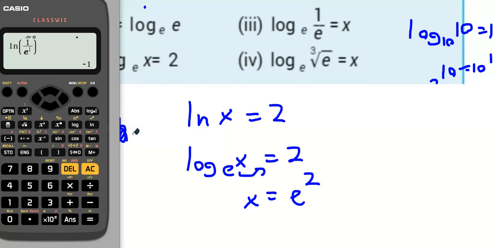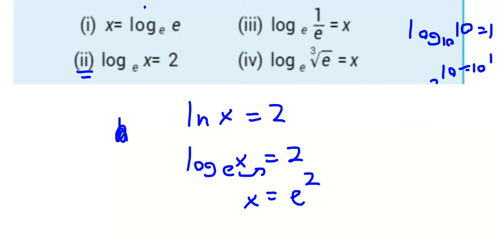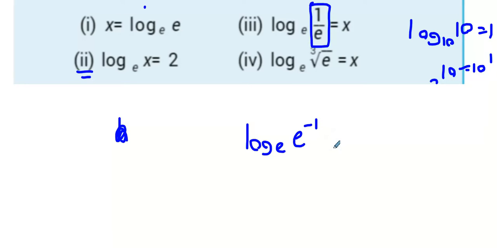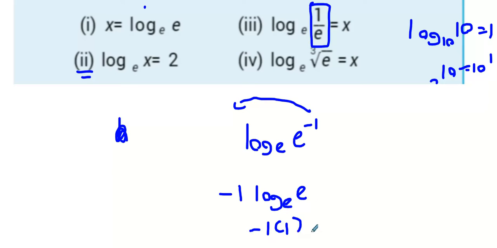Now, lads, I can do that without the calculator as well. I can show you how to do it without the calculator, no bother. It's like this, log e. I'm going to use the negative power rule. Does anybody know what I can change that into? e to the power of -1. Use the power rule, bring the -1 to the front. Base e, any number to the same base? -1 multiplied by 1. Same answer.